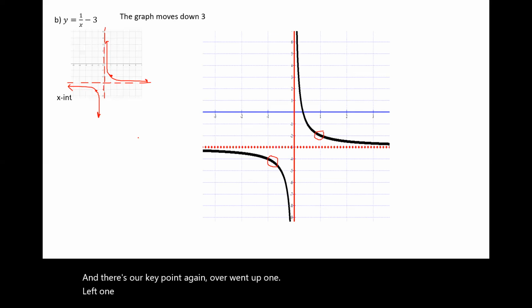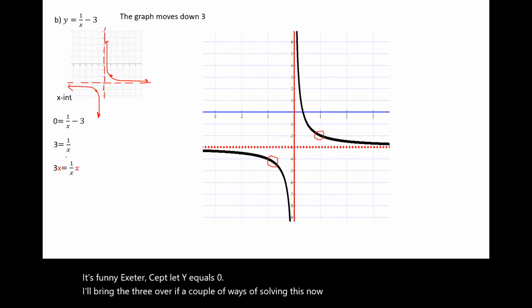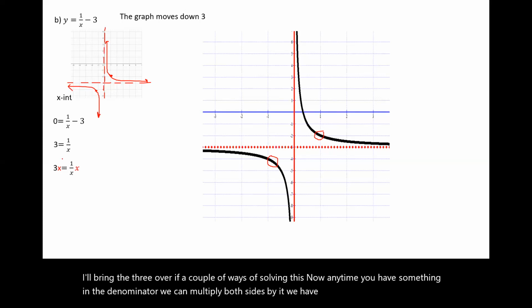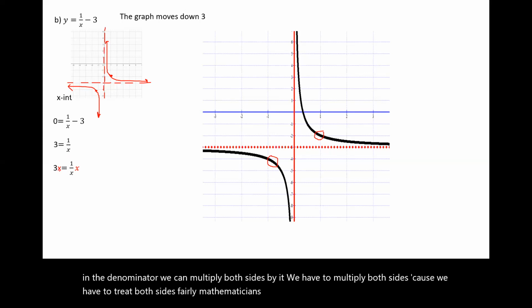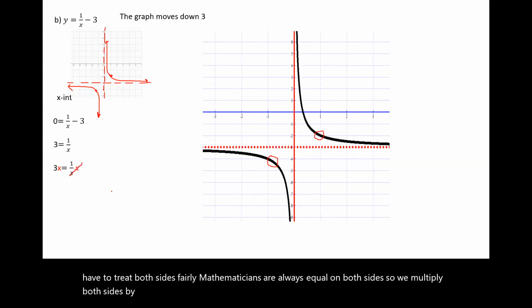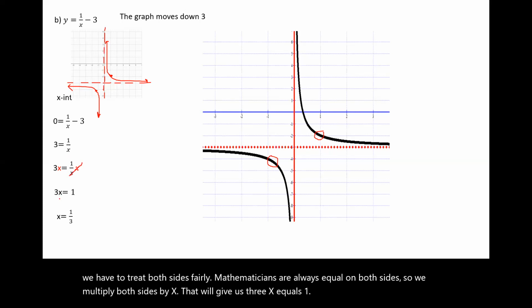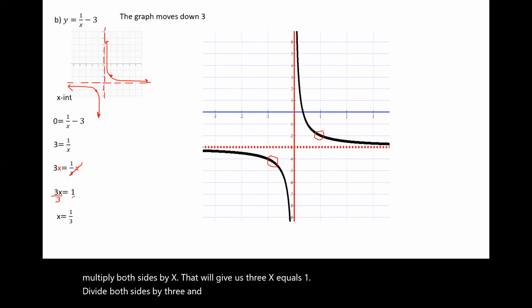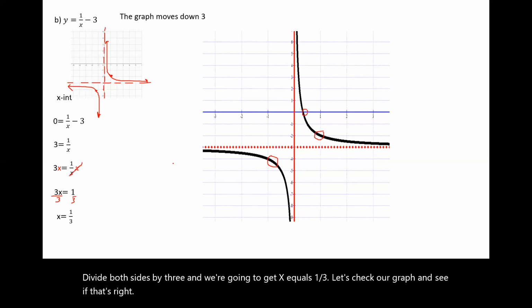Let's find the x-intercept. We'll let y equal 0. I'll bring the 3 over. You have a couple of ways of solving this now. Anytime you have something in the denominator, we can multiply both sides by it. We have to multiply both sides because we have to treat both sides fairly. Mathematicians are always equal on both sides. So we multiplied both sides by x. That will give us 3x equals 1. Divide both sides by 3, and we get x equals 1/3. Let's check our graph and see if that's right. Yes, it is.